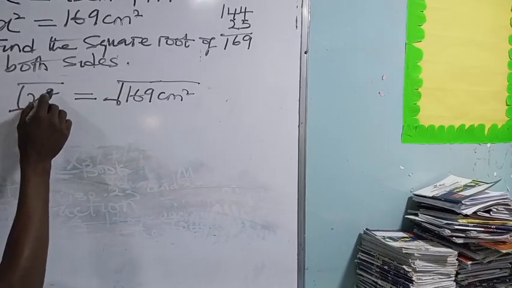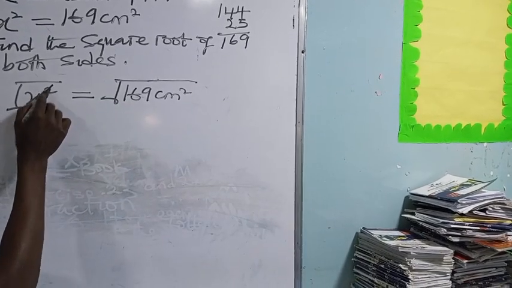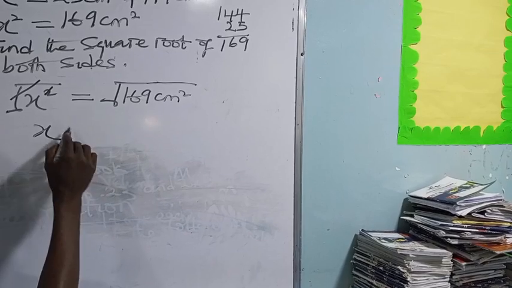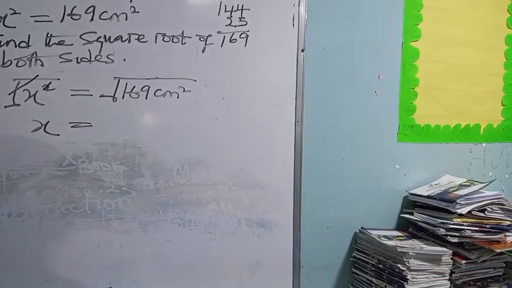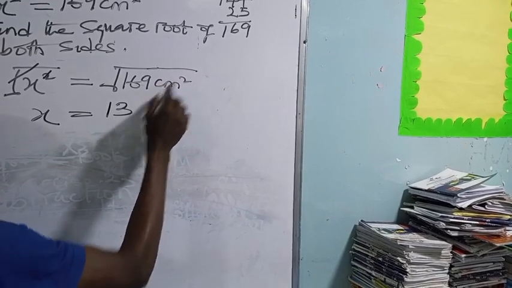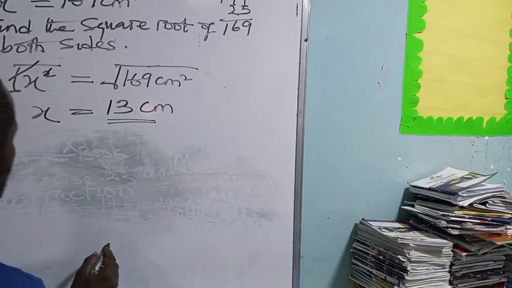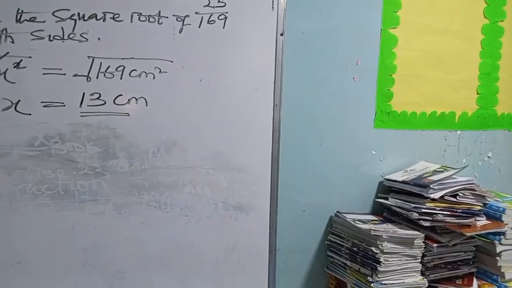So the square root of x squared is x. These two cancel this one. So you have the square root of 169 is 13. And the square root of centimeter square is centimeter. So your answer is equal to 13 centimeter.